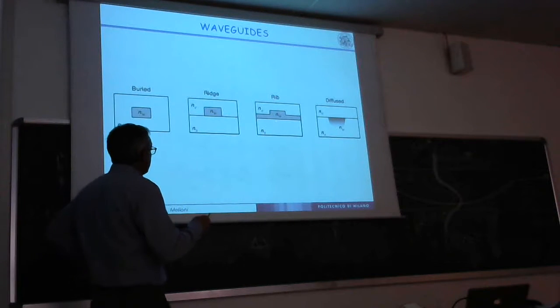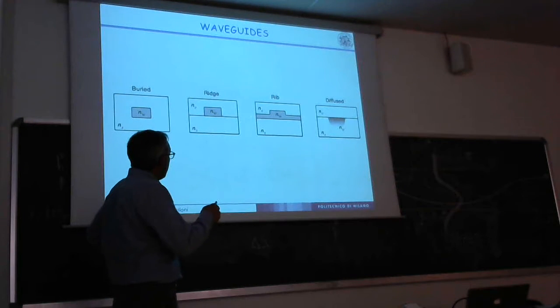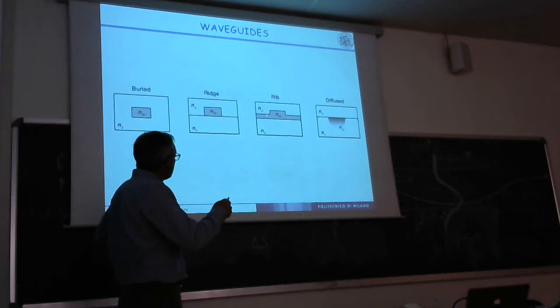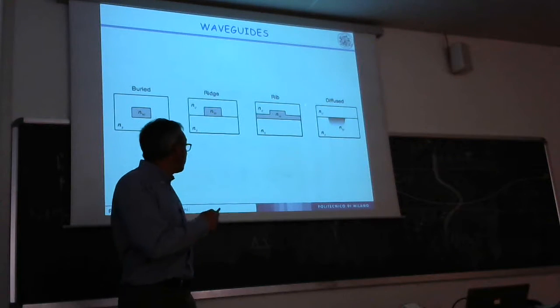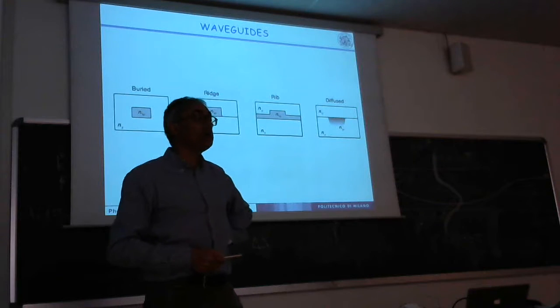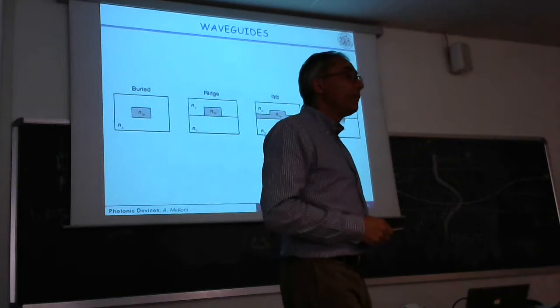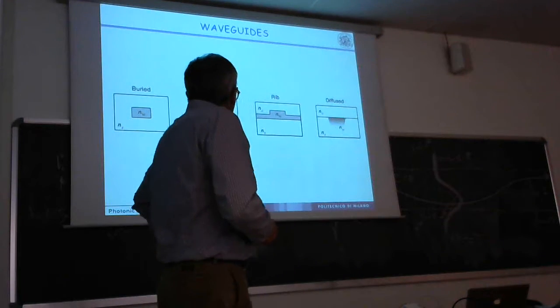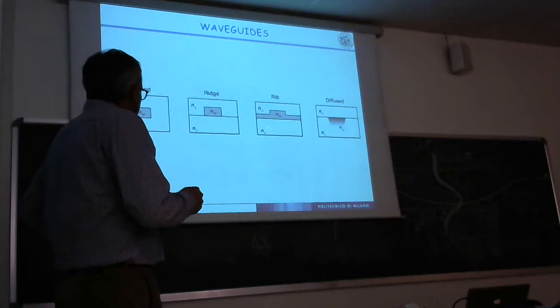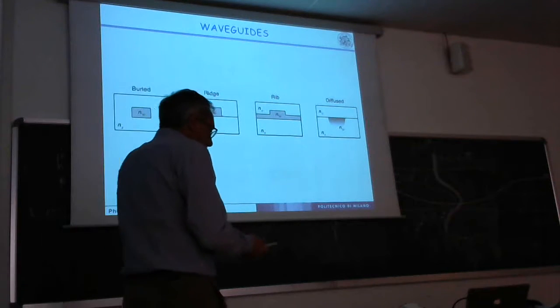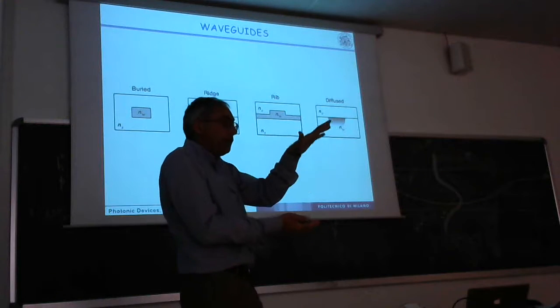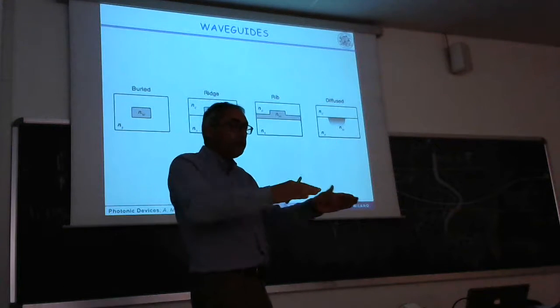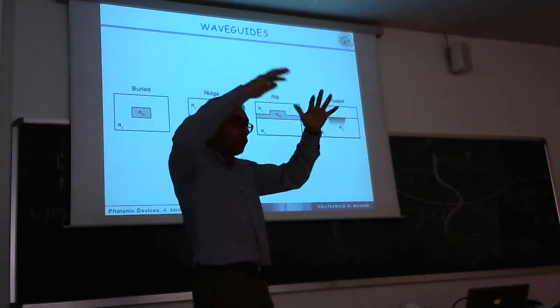The ridge waveguide is something like this. It's basically a slab waveguide, and you partially etch the core, the slab, and you get this shape. This is a very interesting one, with very good characteristics and very low loss behavior. These three waveguides are realized by depositing material on the substrate and etching to define the core and cover.